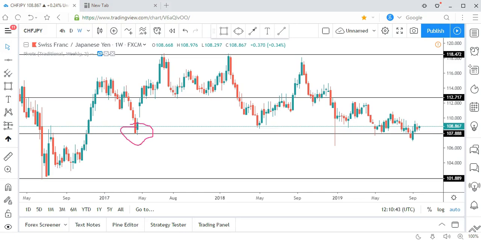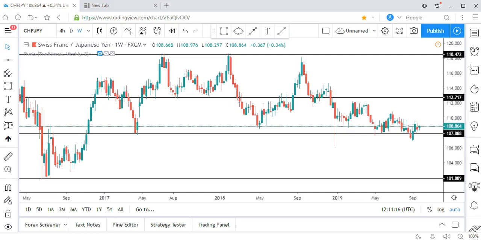So this is a good support zone. This level here has been a good support zone. If you notice, since May 2017, price has not traded below this zone, the 107.888 zone. Since we have seen that, it means we'll be looking for buying opportunities at this zone. That is the first thing we have observed on the chart.